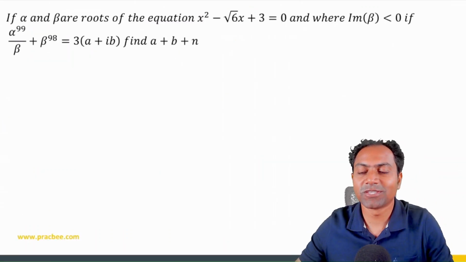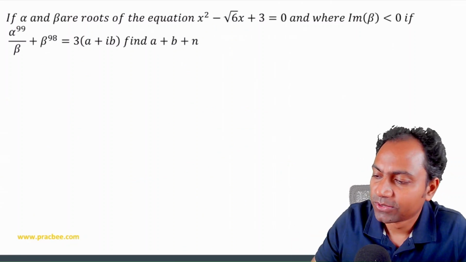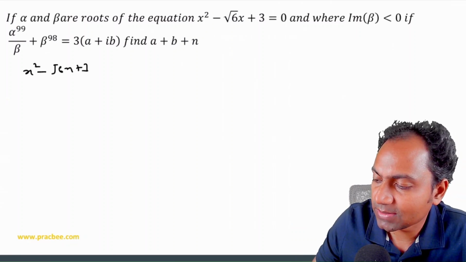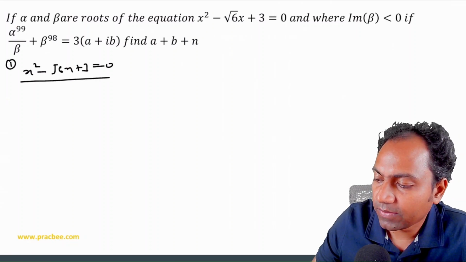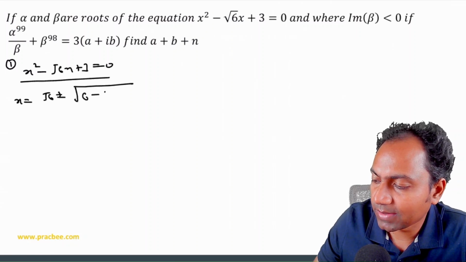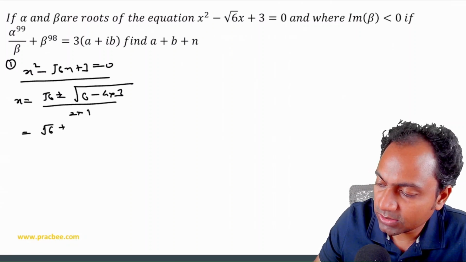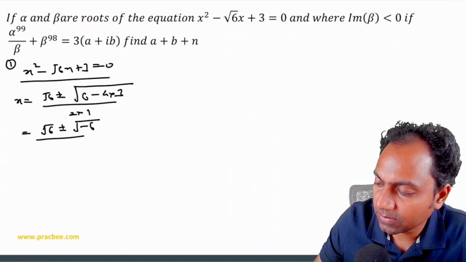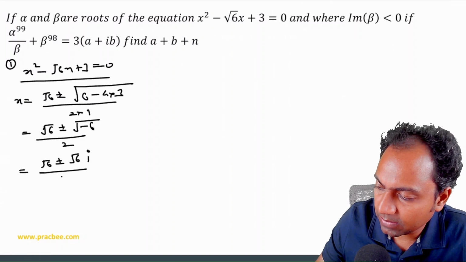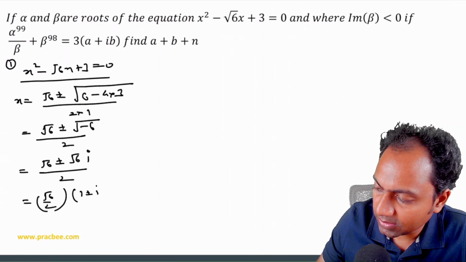Now this next question is based on the idea of complex numbers, and largely whatever questions we saw till now are on the easy side only. If you want to solve it, what you are going to get is x square minus root 6 x plus 3 equal to 0. And if I want to find the roots, it becomes nothing but root 6 plus minus root of b square minus 4ac, by 2a. So this becomes root 6 plus minus root of minus 6, by 2. So this becomes root 6 plus minus root 6 i, by 2. So root 6 by 2 we can take out. So this is 1 plus minus i.